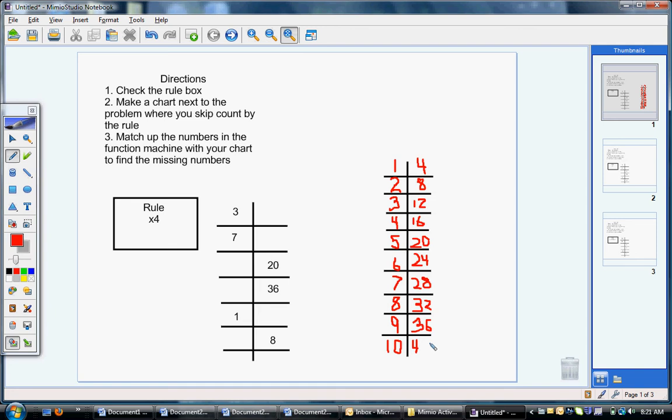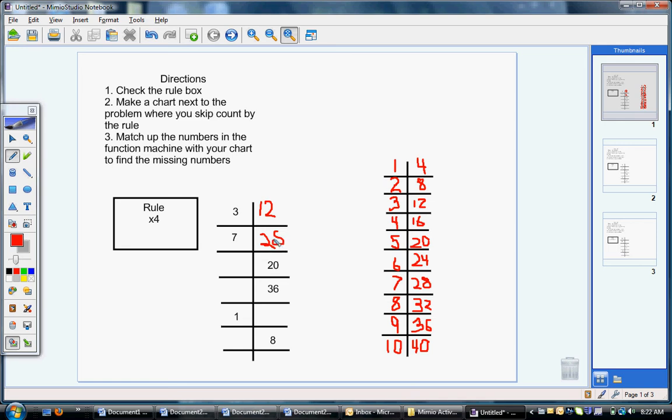Now that I have this chart, filling in the function machine is incredibly easy. All I have to do is match up the numbers in the chart with what I just created to find what it matches up. So I'm looking for what matches up with the 3. Over here on the chart, I can see a 12 matches up with the 3 because 3 times 4 equals 12. Now I have a 7. I look down on my chart. What matches up with the 7 is a 28 because 7 times 4 is 28.